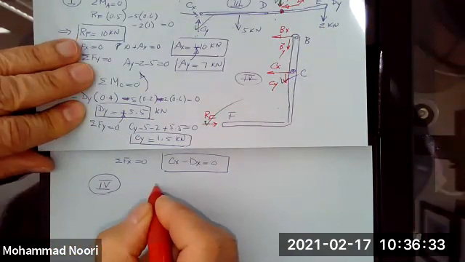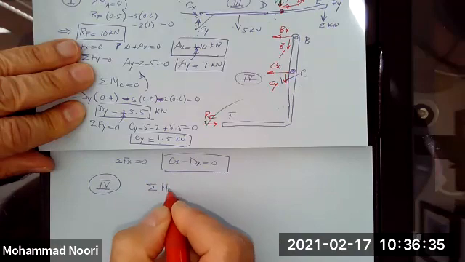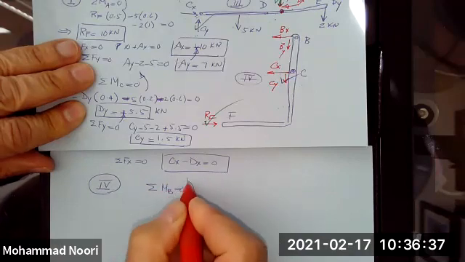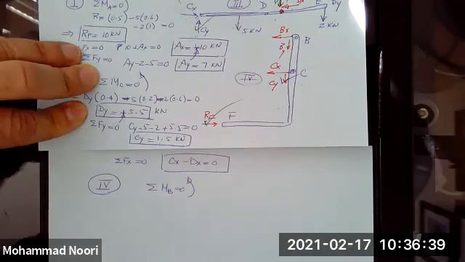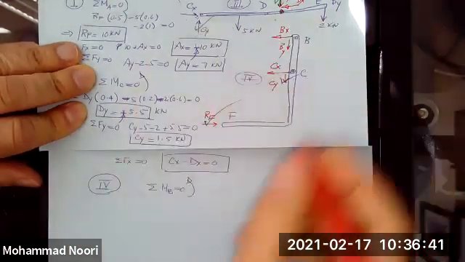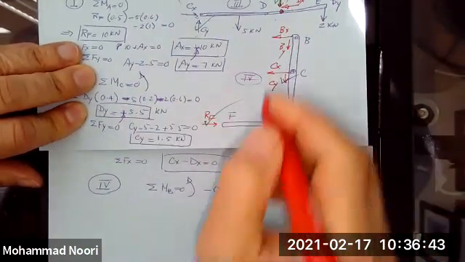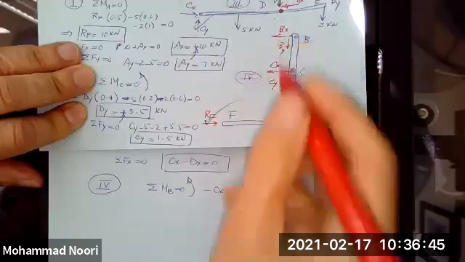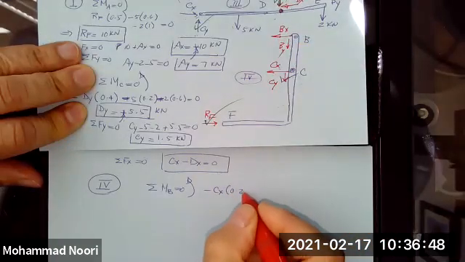And I take summation of moments about B is equal to 0. If I do that, I have negative Cx times this distance, which is 0.2, okay?